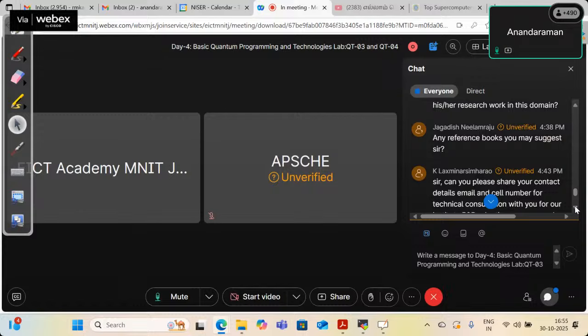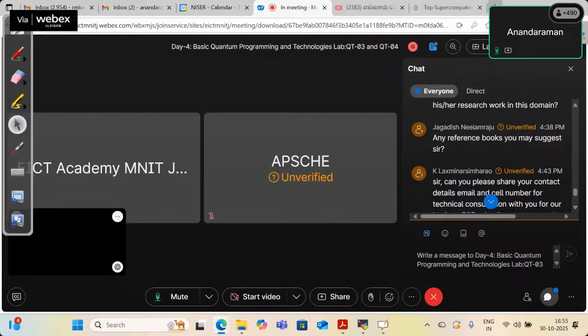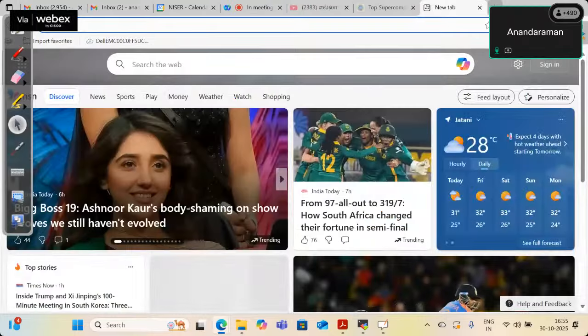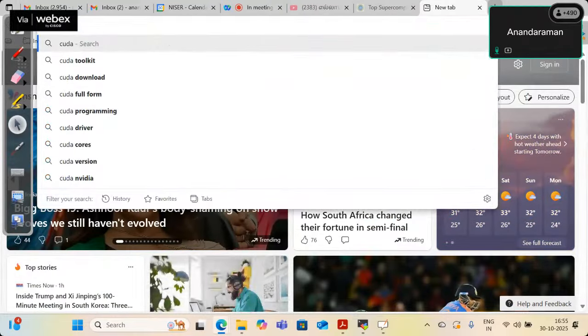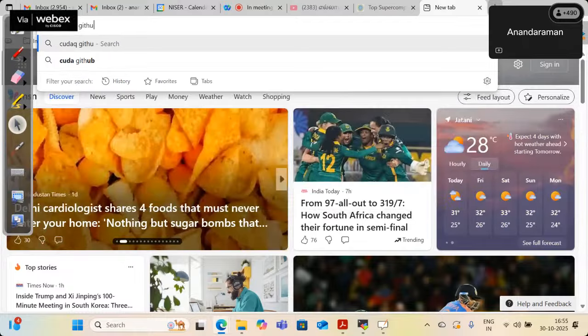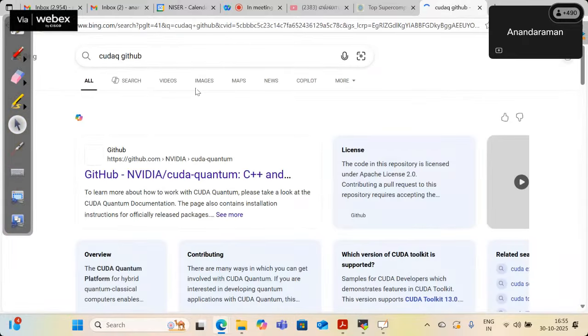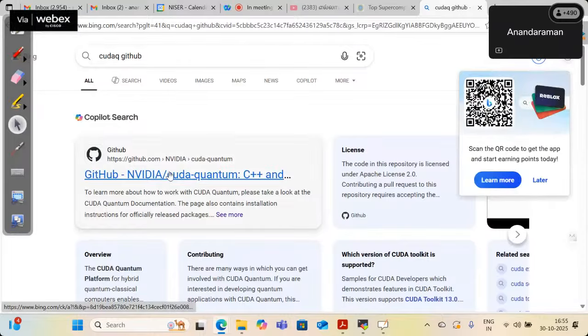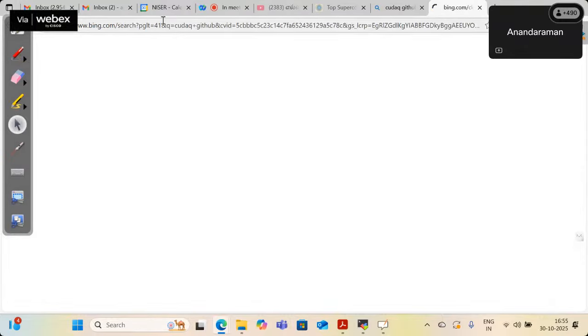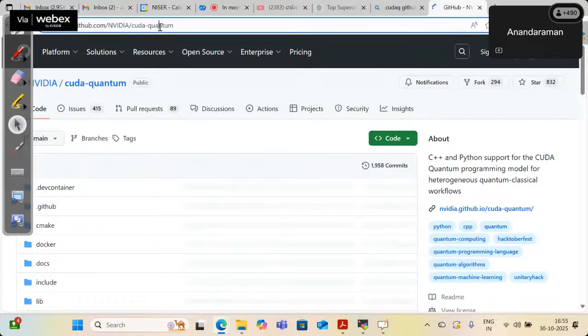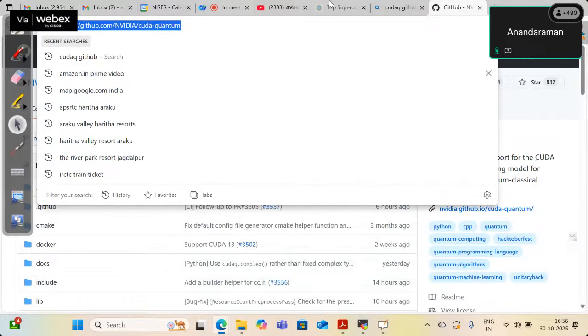There are a lot of materials for reference. Books are not needed. For CUDA-Q, GitHub is there, and for Qiskit also a lot of materials are available. CUDA-Q Academy is also there, and the CUDA-Q GitHub is there.